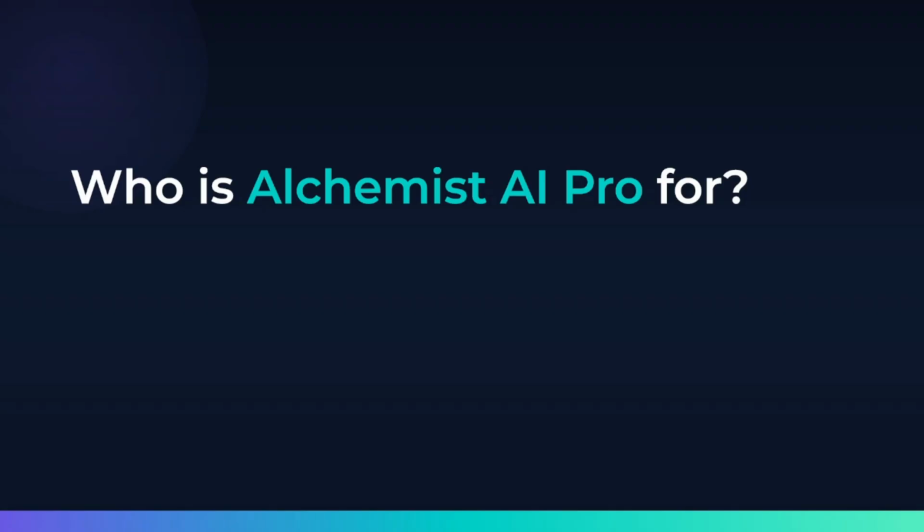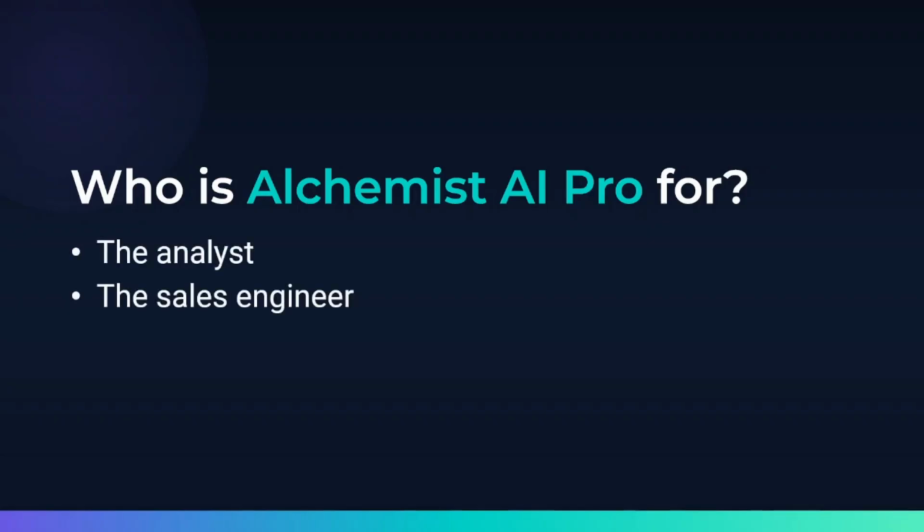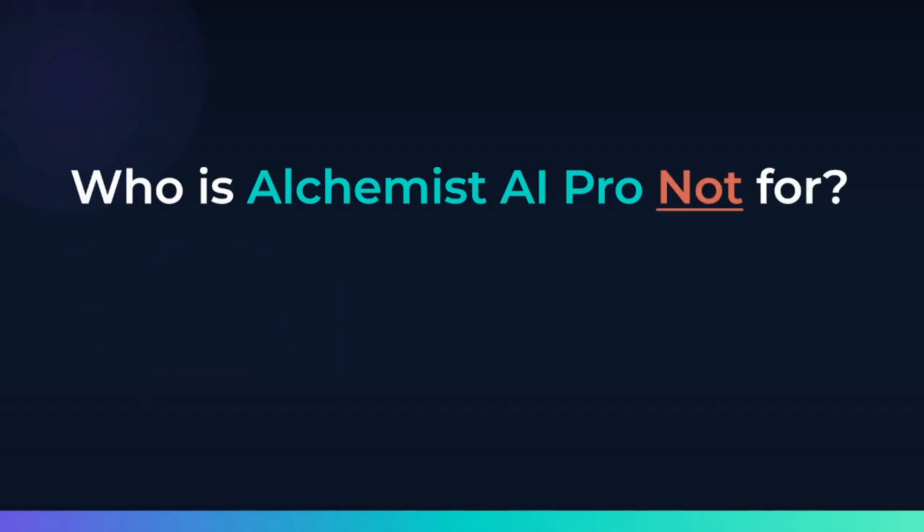Now, a word about who this is for. Alchemist AI Pro was built with a particular person in mind. The analyst, the sales engineer on a pursuit call, the product owner trying to draft a release without losing the plot. If your work involves listening to someone describe what they want and turning that into something a team can build, you're the person we had in mind. The tool is designed around that role, but anyone who could grasp the stages and steps can still get strong results.